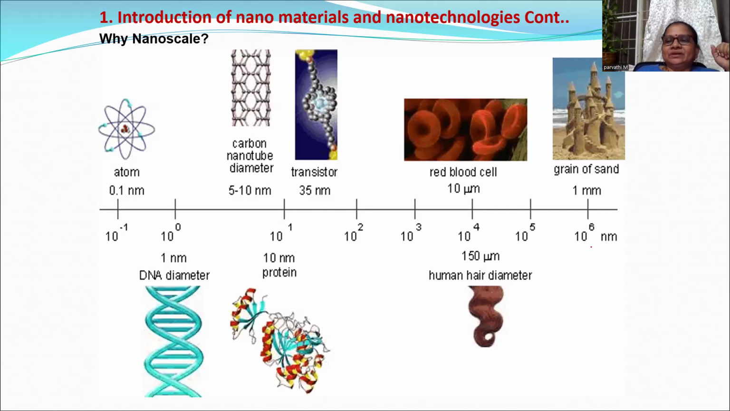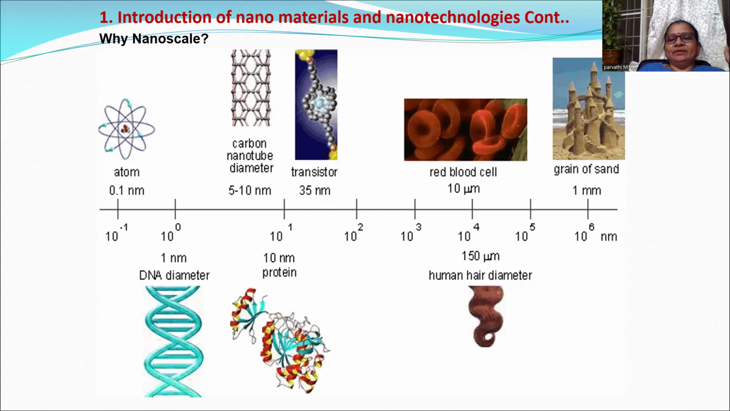If you observe, from 10 to the power of 6 nanometers, going towards the left-hand side, 10 to the power of 5, 4, then 3, then 10 nanometer, and when it comes to 10 to the power of 0, 1 nanometer. The scale goes from the micrometer level down to the nanometer level towards the left-hand side. And the examples at each nanometer: for example, at 10 to the power of 0, 1 nanometer, the DNA diameter is of that size, and protein is of size 10 to the power of 1 nanometer, that is 10 nanometer.